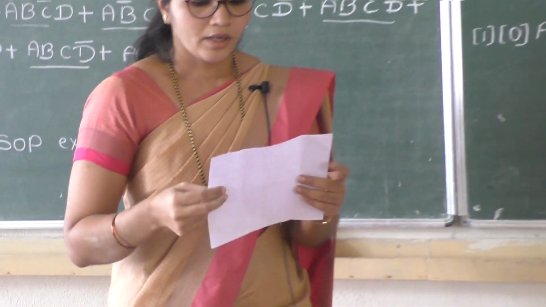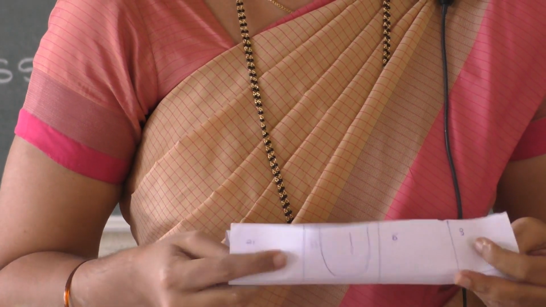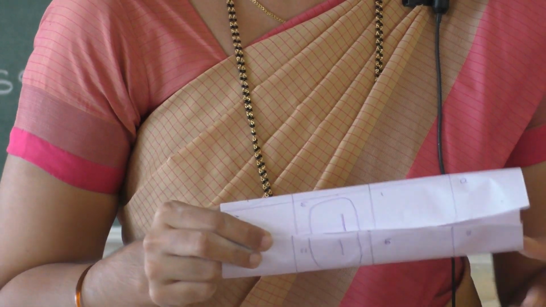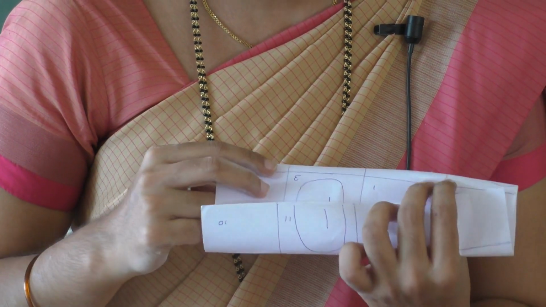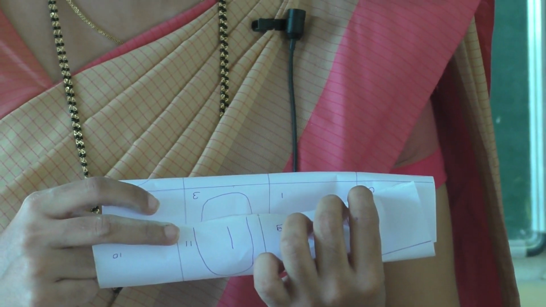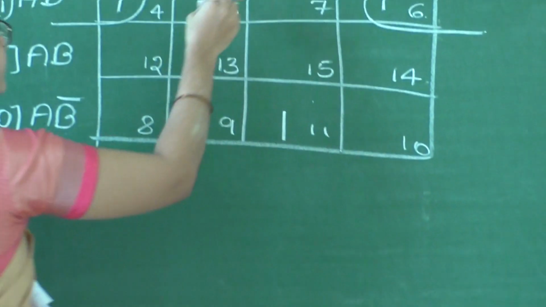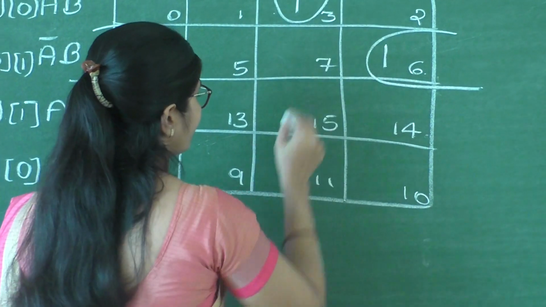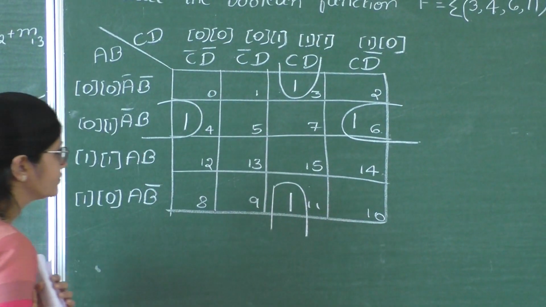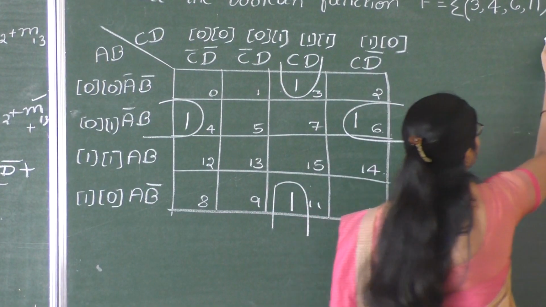Means we can form a pair using 1 in the sixth box and 1 in the fourth box. Again, if I roll the map from up to down or down to up, top to bottom or bottom to top, 1 in the third box and 1 in the 11th box will become adjacent. So we can form a pair using those two ones. So this is called map rolling.